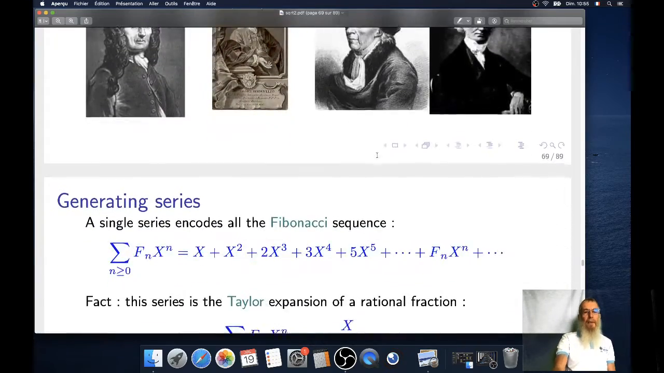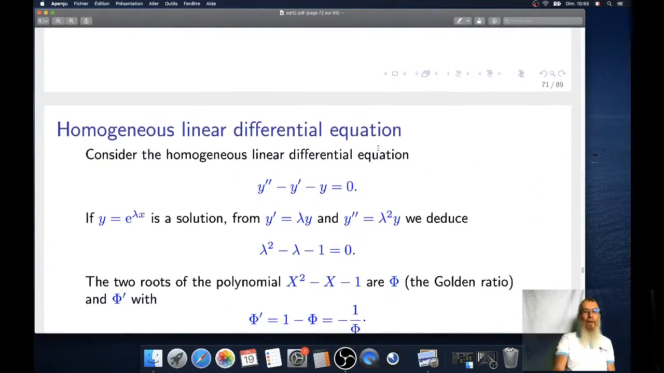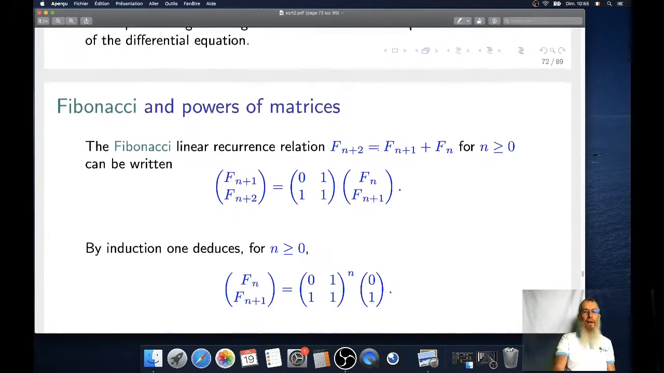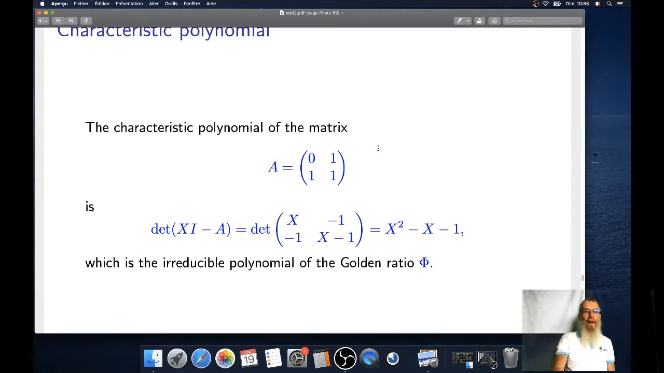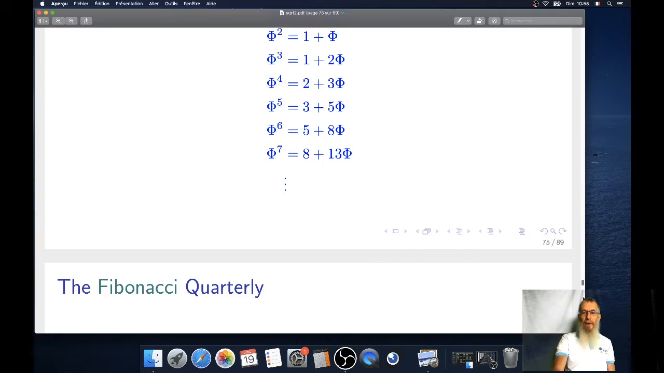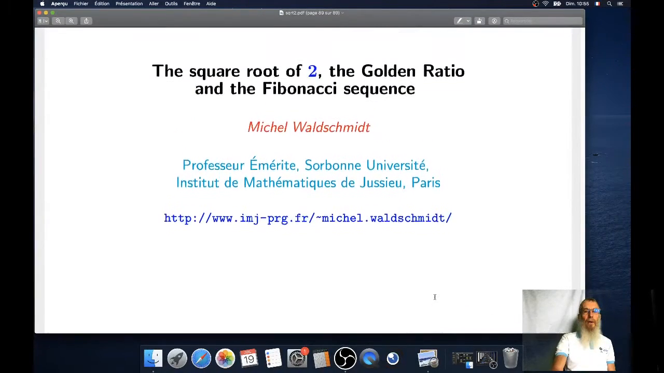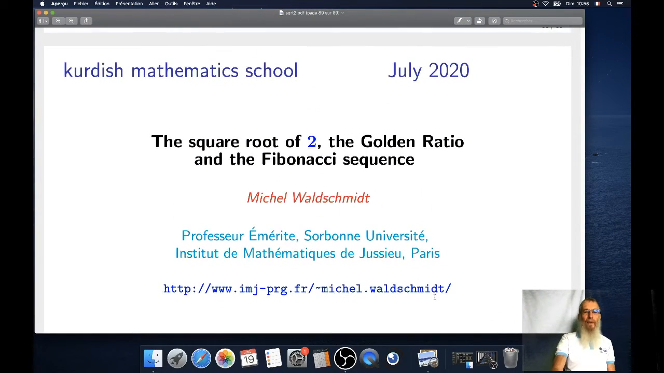Okay, so there are many other properties of the Fibonacci numbers and the golden ratio, which you can find on my slides. But I will just stop here, and I will just conclude by telling you that if you want to know more about this, and if you want to see my slides, you just look at my website, which is here, and all the slides that I showed are there, and you will get much more information.